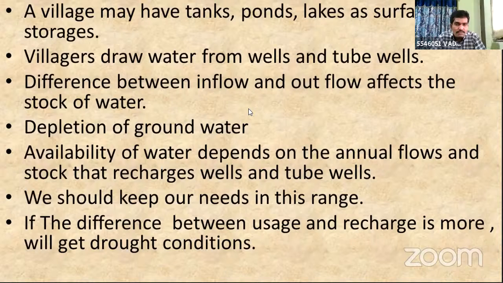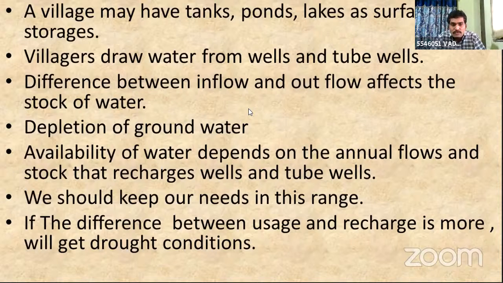So availability of water depends on annual flows and stock that recharges wells and tube wells. The groundwater comes into the wells and tube wells. When we dig tube wells, that groundwater comes out from the tube wells. For that we are using electric motors also.